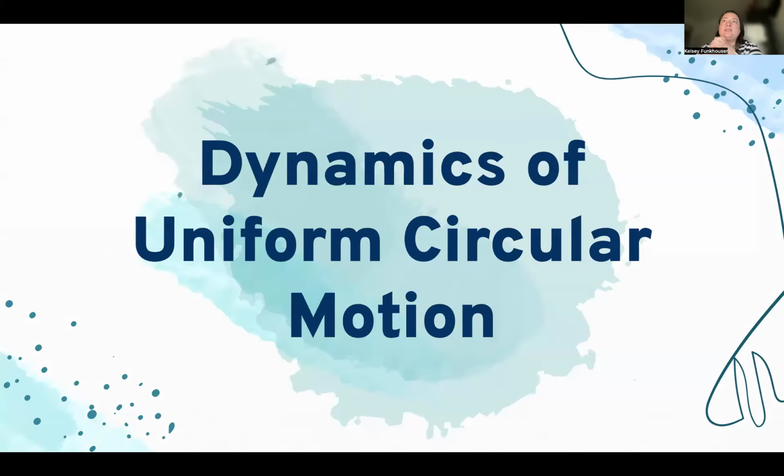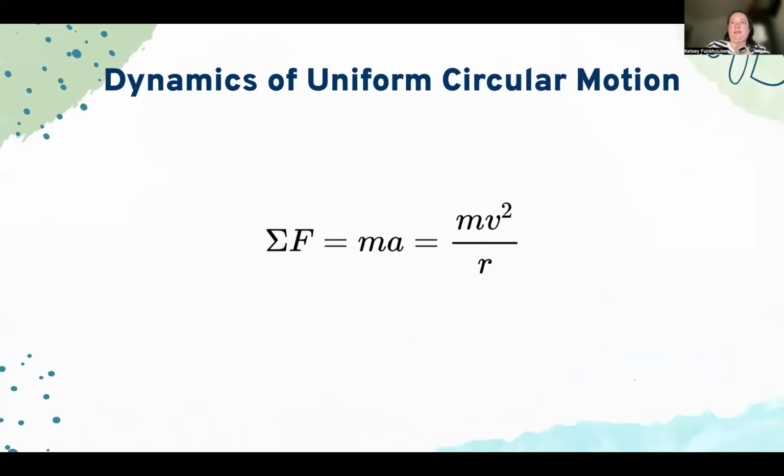Okay. So now, dynamics of uniform circular motion. As a reminder, in uniform circular motion, you can connect the net force to the velocity and the radius of the circular motion. So we get the net force is equal to mass times velocity squared over r, because in circular motion, the acceleration is given by v squared over r.